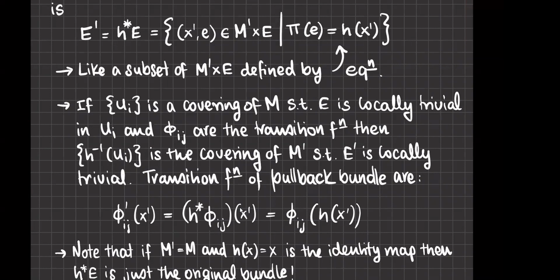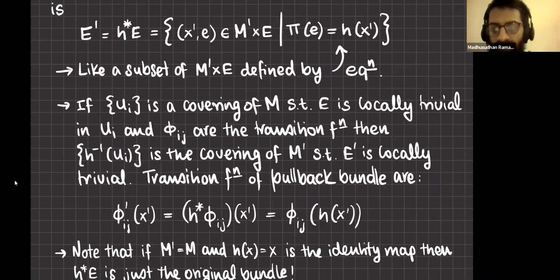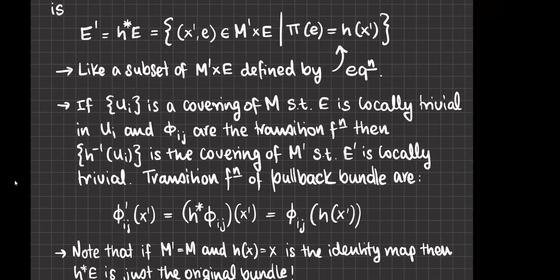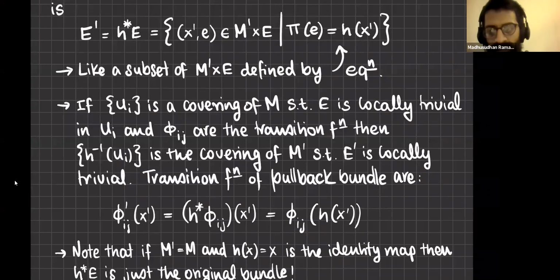Madhu: Perhaps a stupid question, but let's say you have two total spaces, E1 and E2. E1 is locally, let's say, M cross F, and E2 is exactly M cross F.